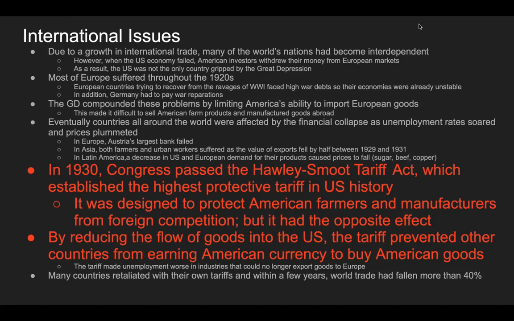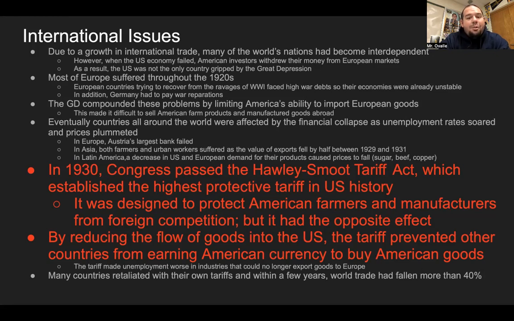Most of Europe suffered throughout the 1920s. European countries trying to recover from the ravages of World War I faced high war debt, so their economies were already unstable. In addition, Germany had to pay those war reparations from the Treaty of Versailles. The Great Depression compounded these problems by limiting America's ability to import European goods. This made it difficult to sell American farm products and manufactured goods abroad.